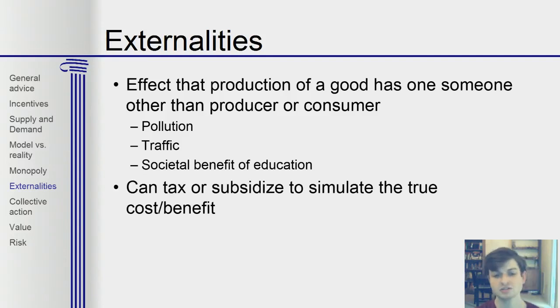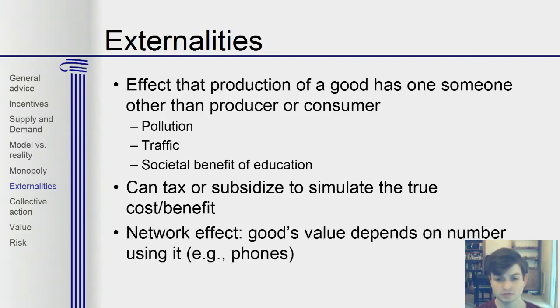So these create inefficiencies because these costs or benefits aren't taken into account by the market. But we can change that by taxing if it's a bad externality, or subsidizing if it's a good one, to simulate the true cost or benefit. So if we tax pollution, then that polluter facing that tax, by taking that tax into account when deciding how much to pollute, is doing something equivalent to taking that cost to a third party into account.